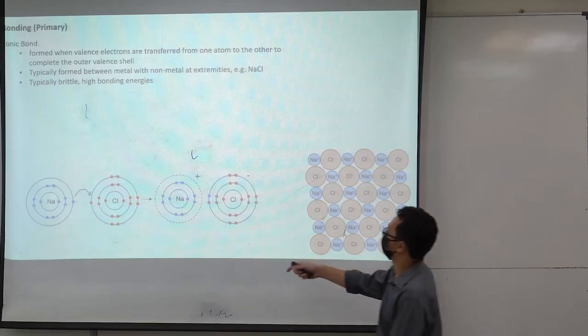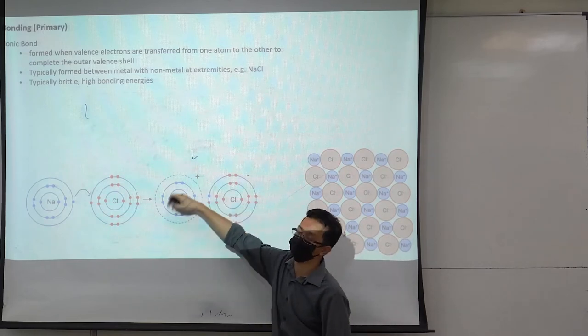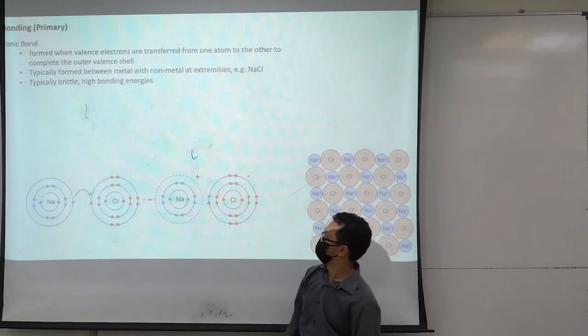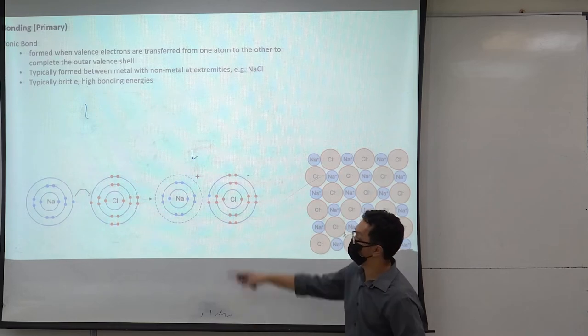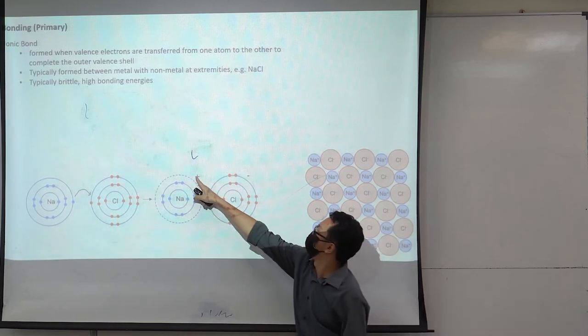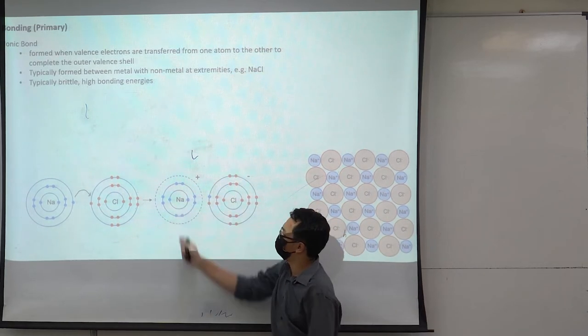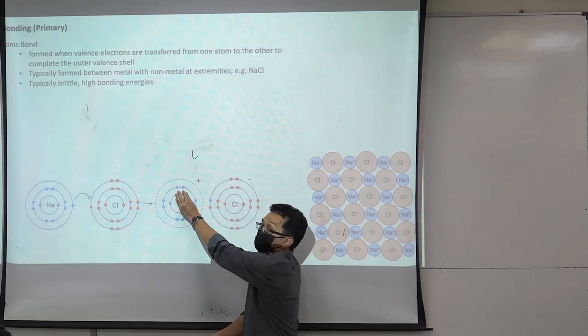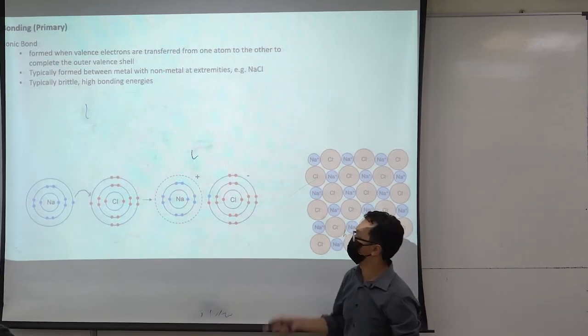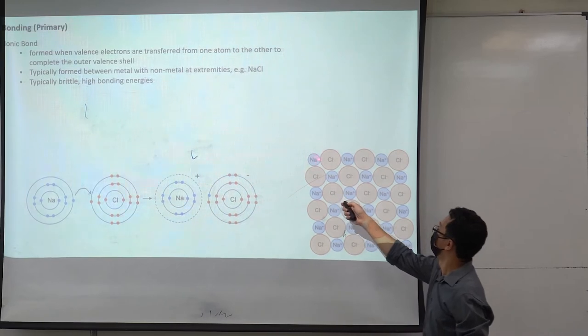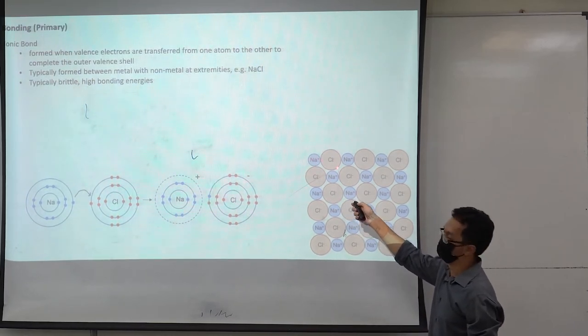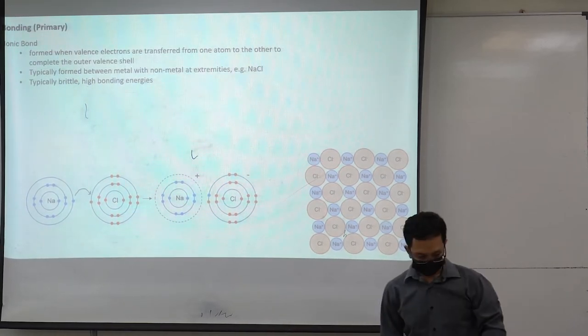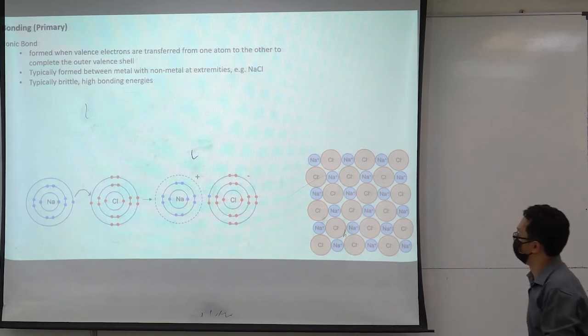Should we draw the dotted circle? No. I want to show that something is removed. Normally, the most important thing when you draw an ionic compound is this. You can even show just the valence electrons, but the most important thing when you draw an ionic compound is the charge. Okay, the charge. That's the important thing.